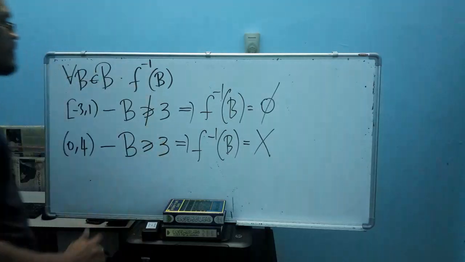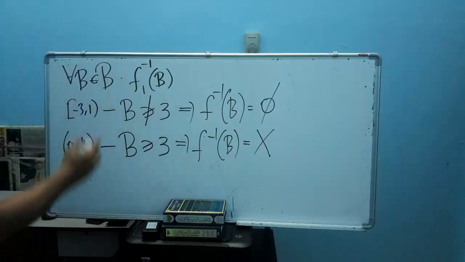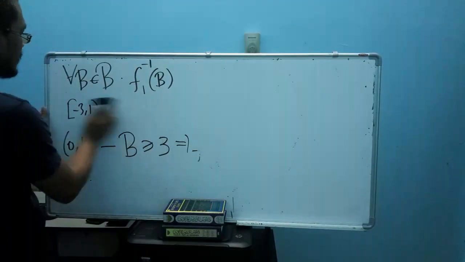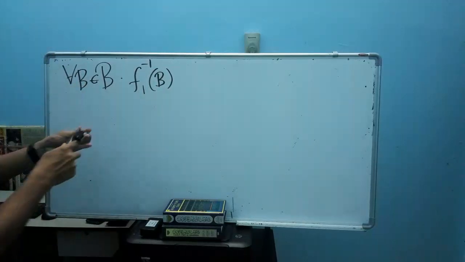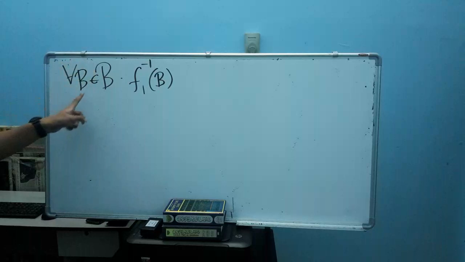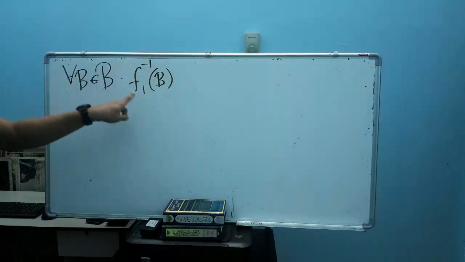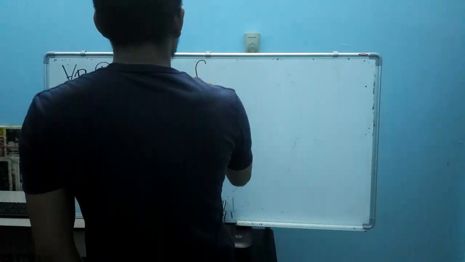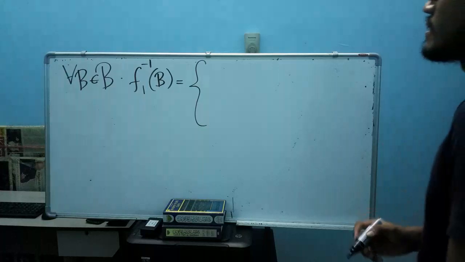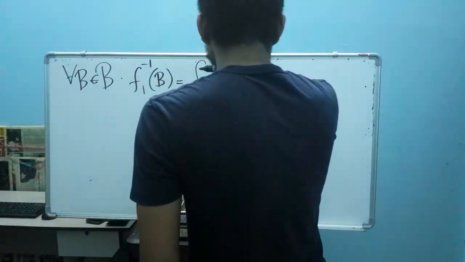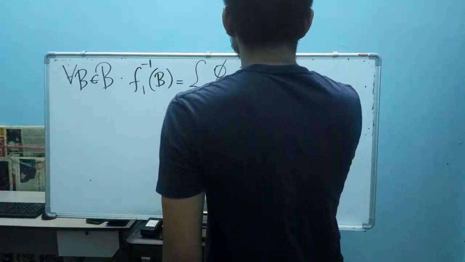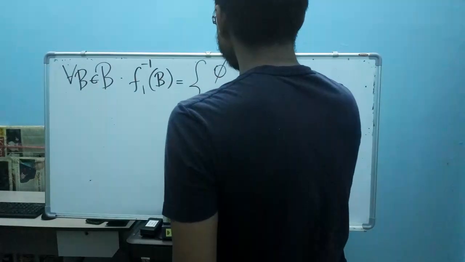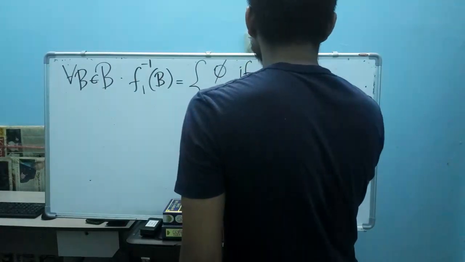So therefore, sorry, this one I forgot, f1. From this, I can conclude that if I consider all Borel sets here, of course we have infinitely many, and I find the pre-image of all Borel sets for this function f1, I will have 2 pre-images. The first pre-image is equal to the empty set if my Borel set doesn't contain 3. And the second one is equal to X if my Borel set contains 3.